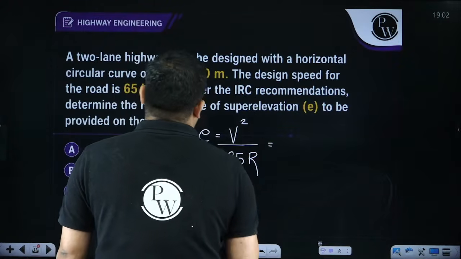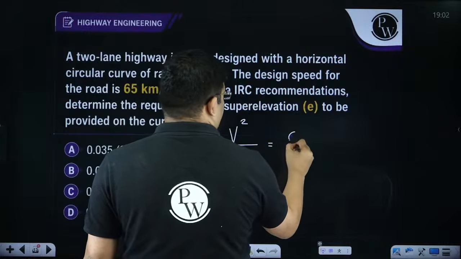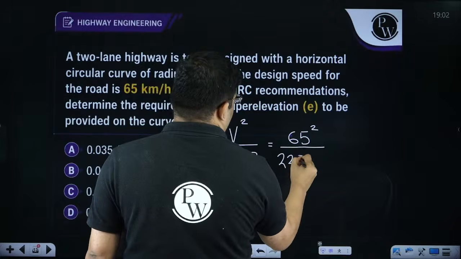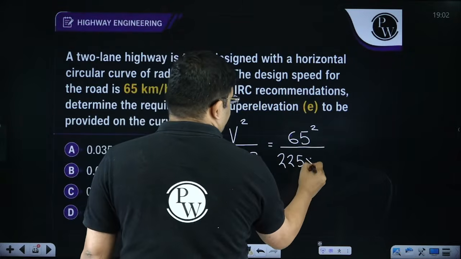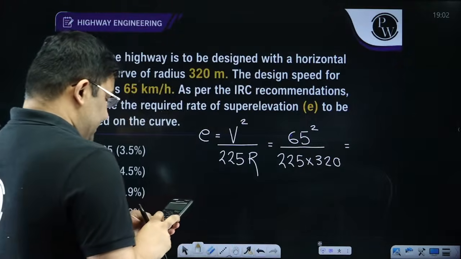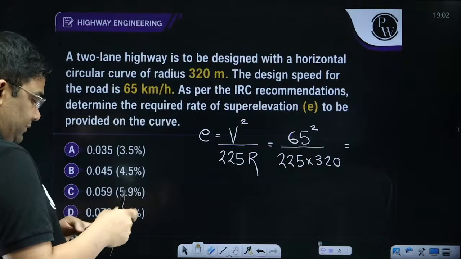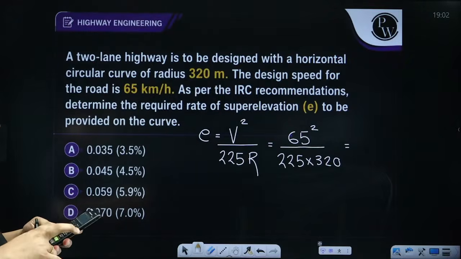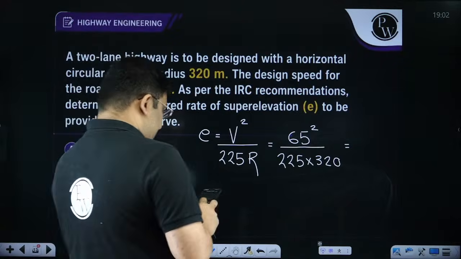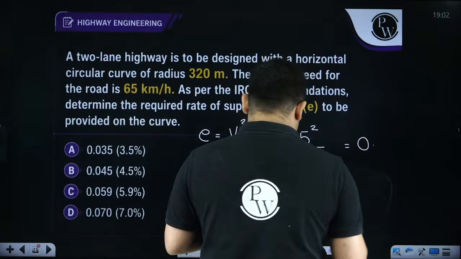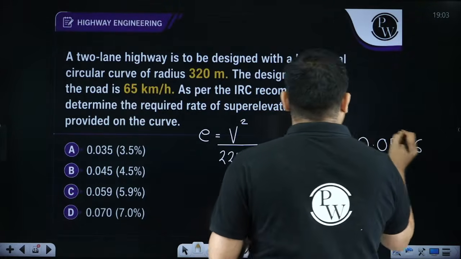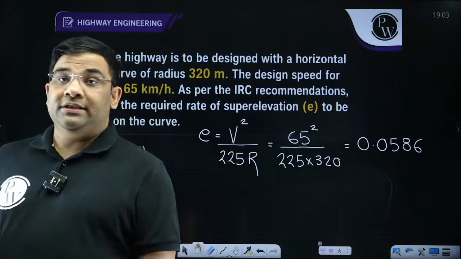This will become equal to what? The speed is given, 65 km per hour. So 65 square divided by 225. The radius of the curve is given, 320. I'll use this 320. So how much value are we getting? 65 square divided by 225 divided by 320. I'm getting a value of 0.0586. Now, once you get this superelevation, you should check with the maximum value.